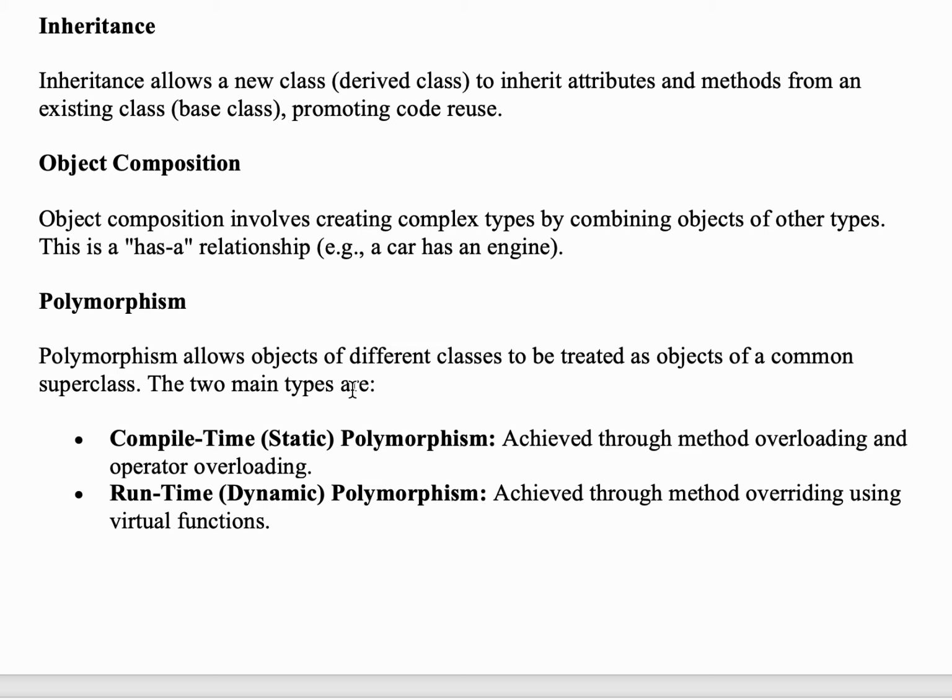Polymorphism allows objects of different classes to be treated as objects of a common superclass. Yes, polymorphism means many forms. Many forms means it allows objects of different classes, for example, car and man, to be treated as objects of a common superclass.